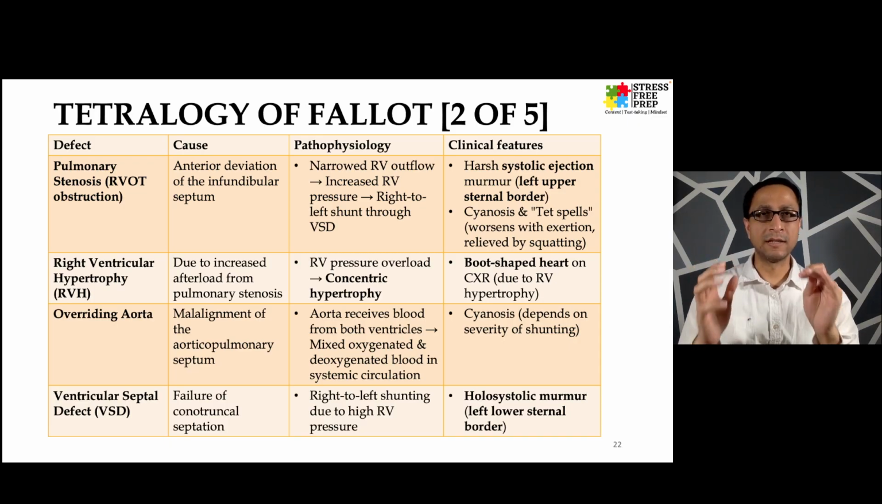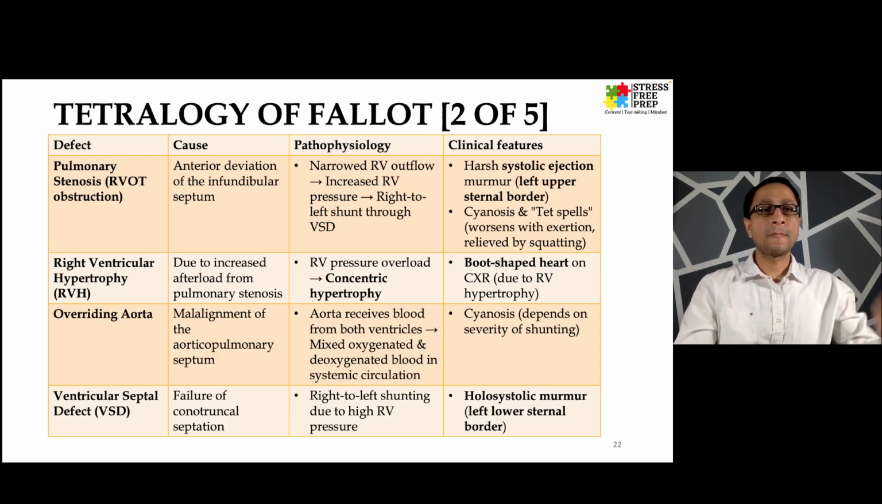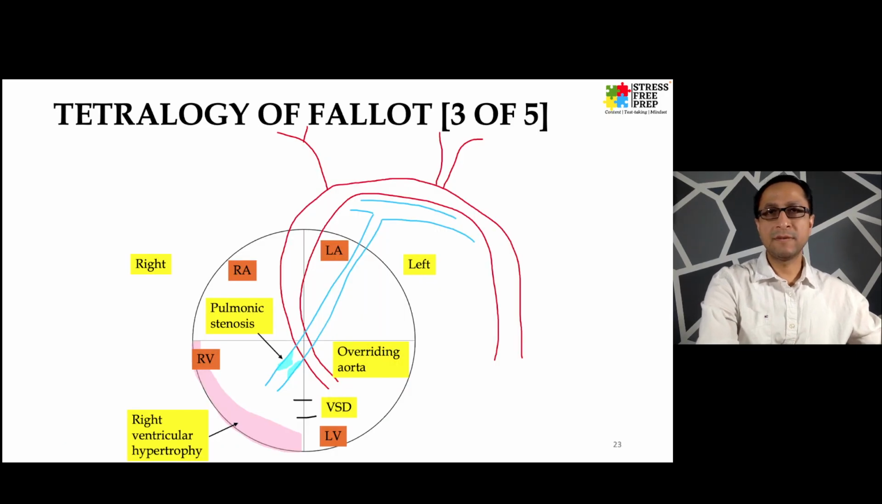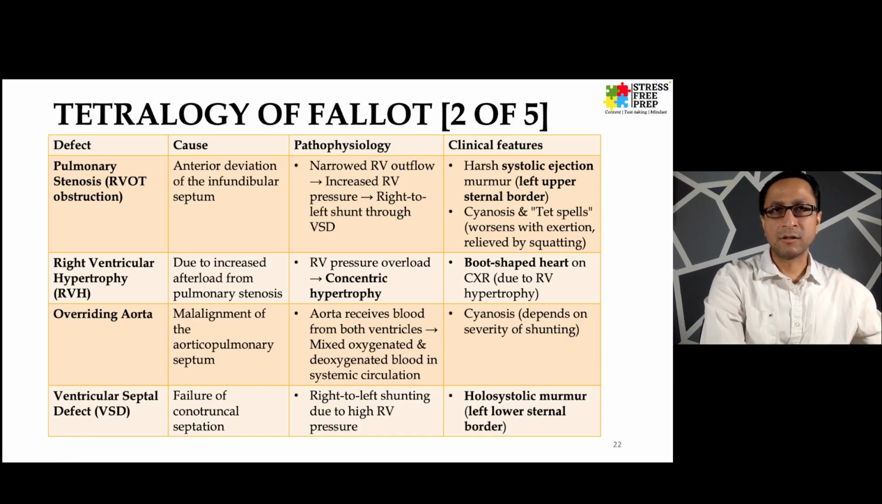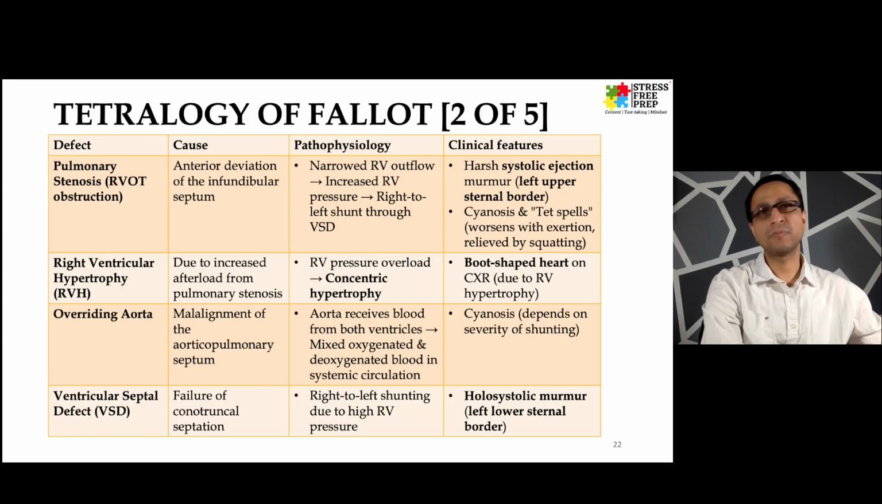Now, we have said that the blood from the right ventricle goes into the left ventricle, so the blood is not really going through the lungs, it's not becoming oxygenated. Which is why, if this happens, the patient has cyanosis and the TET spells. Again, we'll talk more about the TET spells and what are all the different things that go on there. The TET spells worsen with exertion and are relieved by squatting. We'll again talk about the mechanism in a bit.